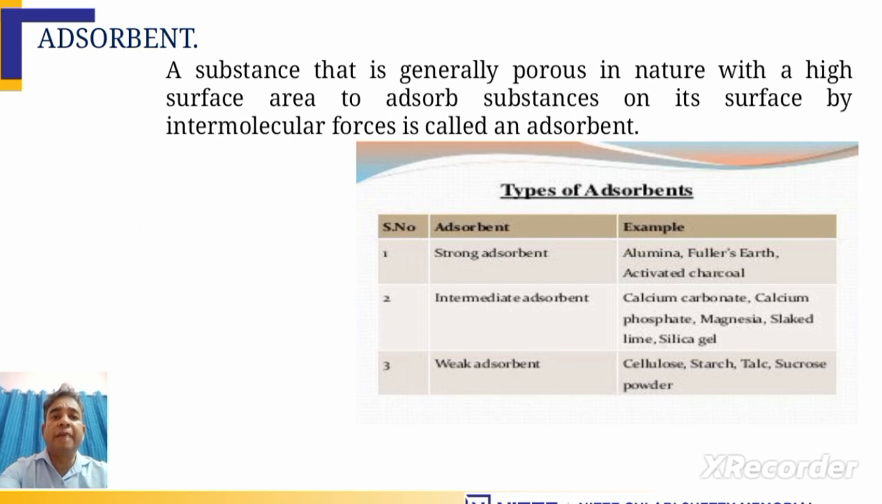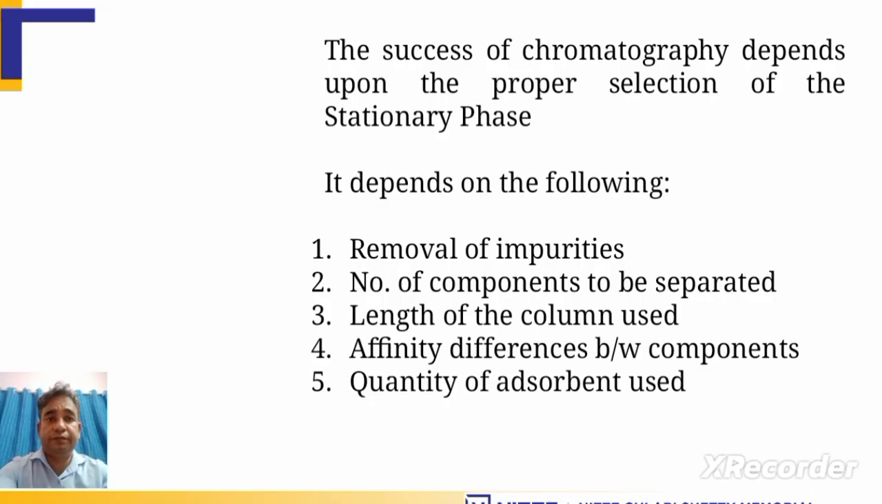So what is an adsorbent? A substance that is generally porous in nature with high surface area to adsorb substance on its surface by intermolecular forces is called an adsorbent, right? So it has been classified. Look here, even the example is given, and it has been quoted in the table, showing what are the strong adsorbents, intermediate adsorbents, and weaker adsorbents, right? It shows how the interaction of the sample forms with the adsorbent during separation. On that basis it has been classified.